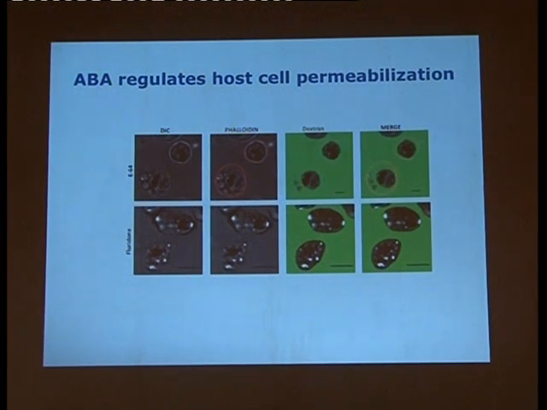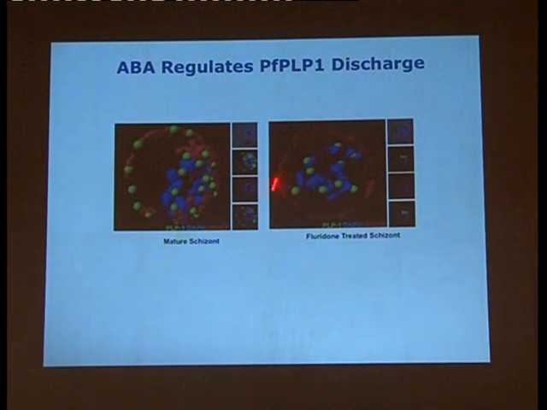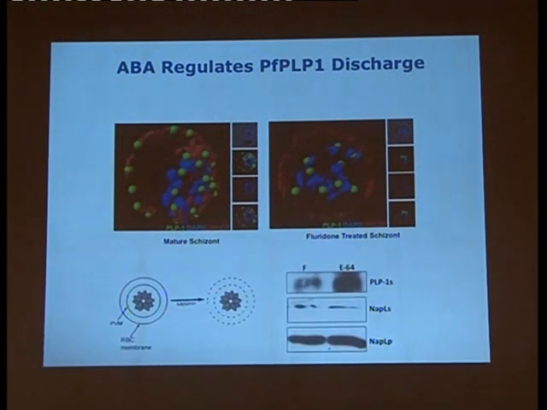As I discussed in my previous slides, permeabilization of the host cell membrane is really required. So in fluridone-treated parasites, where abscisic acid is not present, the host cell membrane is not permeabilized, and the perforin-like protein is also not on the membrane. And we also proved this by Western blot.